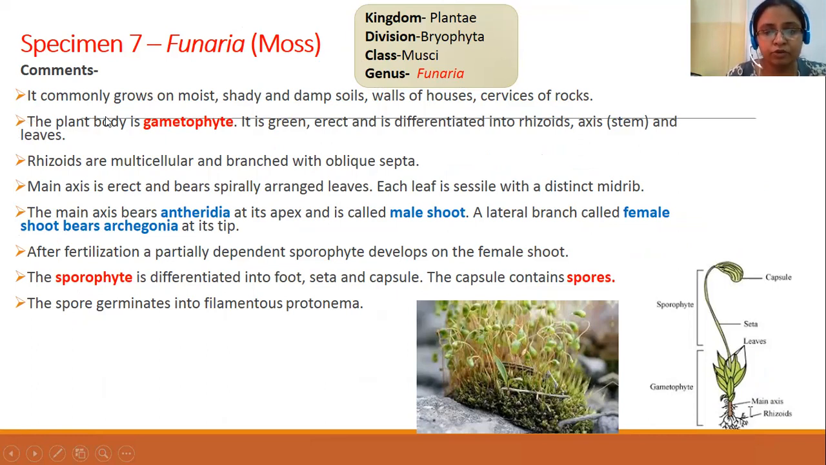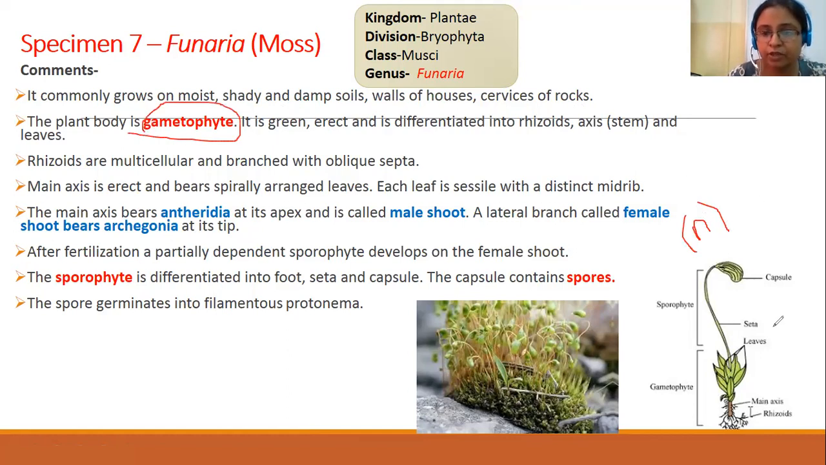Fine. Where you can find it, its habitat: it commonly grows on moist, shady and damp soils, as well as you can also see it on the walls of the houses and in the crevices of the rocks. Fine. Now the main plant body, we have already done this in our theory class. Here again the main plant body is haploid, that is it is represented by the gametophyte, that is the gametophytic stage, which is N, haploid N.